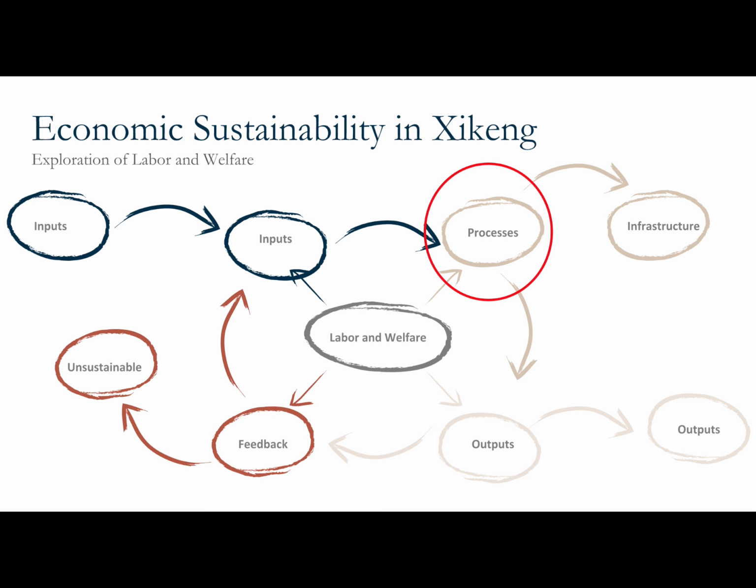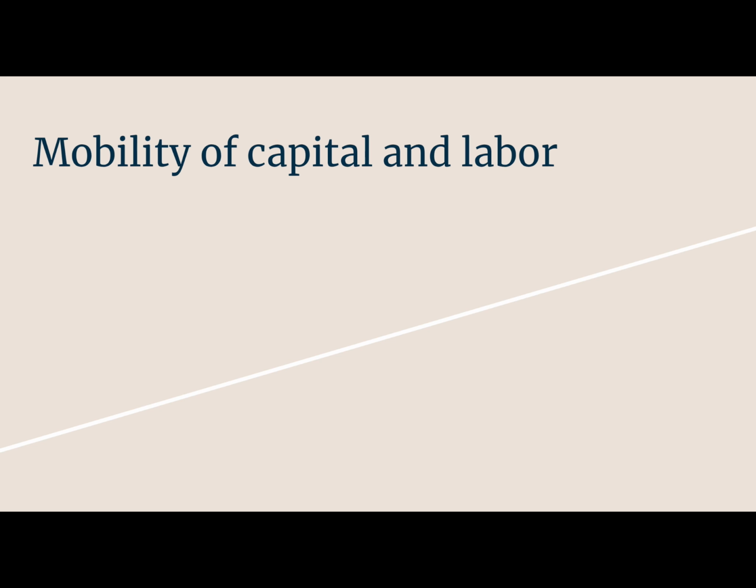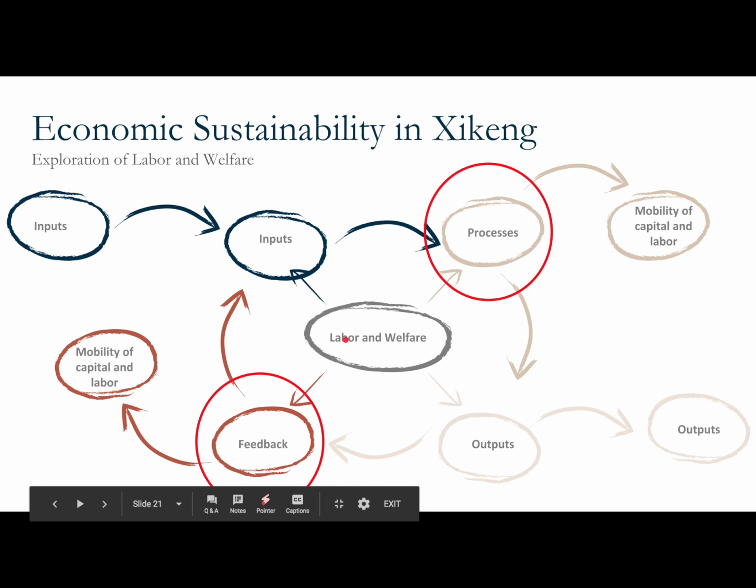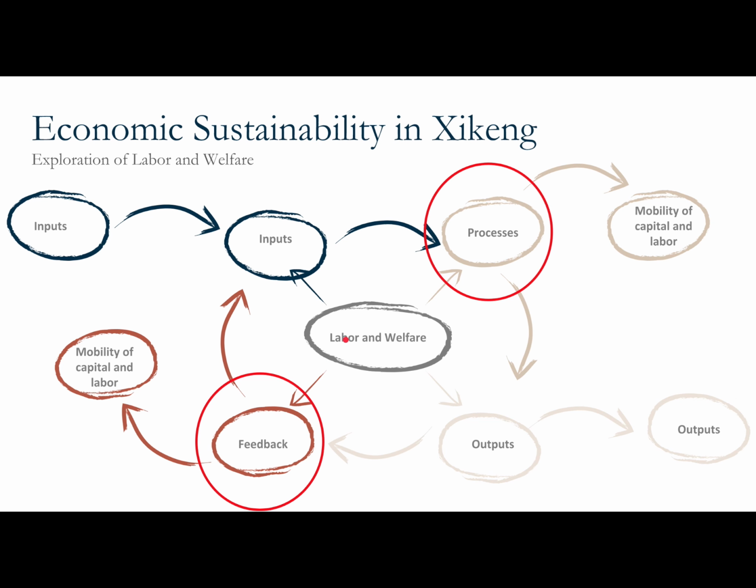Lastly, we can look at how natural resources and infrastructure tie together to affect a third working condition, mobility of capital and labor. This working condition correlates to the processes section of the system, but also touches upon feedback, because with more mobile capital and labor, the village can benefit from the increased supply of labor and capital, and that acts as feedback to go back into the system.